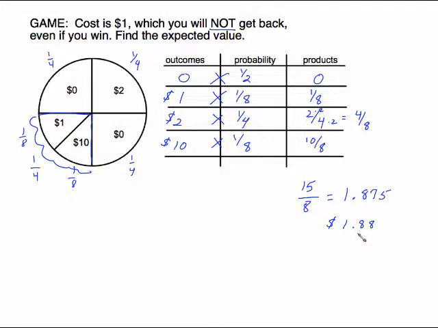Now, remember, we paid $1, so we're not getting that dollar back. What this 88 cents refers to is that on the average, over the long run, I can expect to win 88 cents per game. Will I win 88 cents every single game? No. I might lose, I might win the big one, the $10, etc. Average all that up, and over the long run, I'm looking at an expected value of 88 cents.